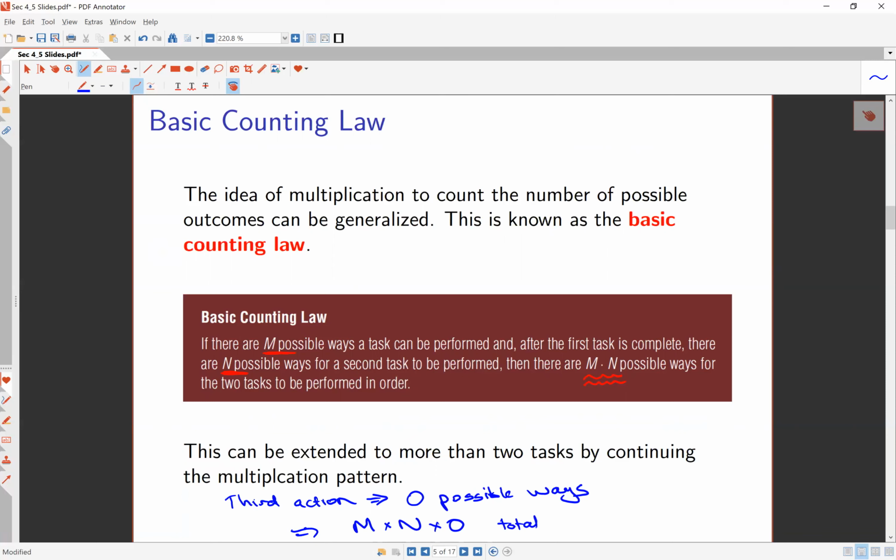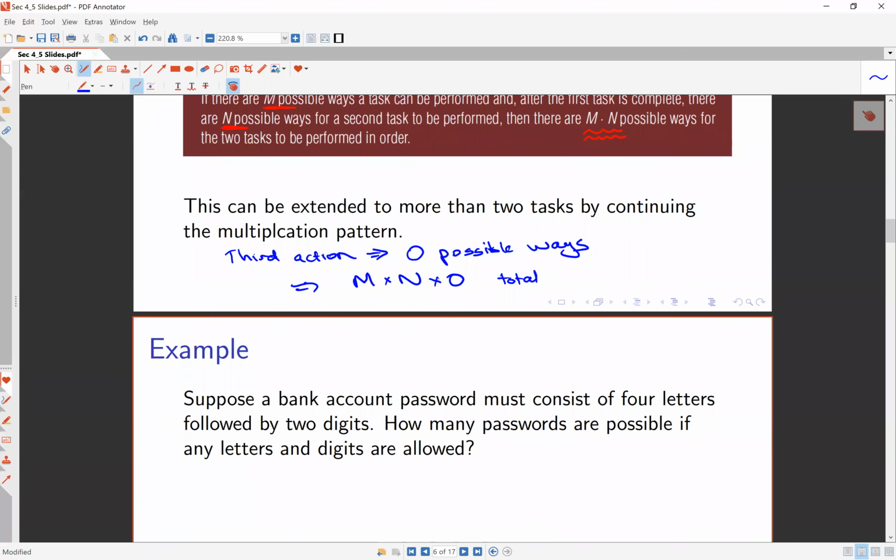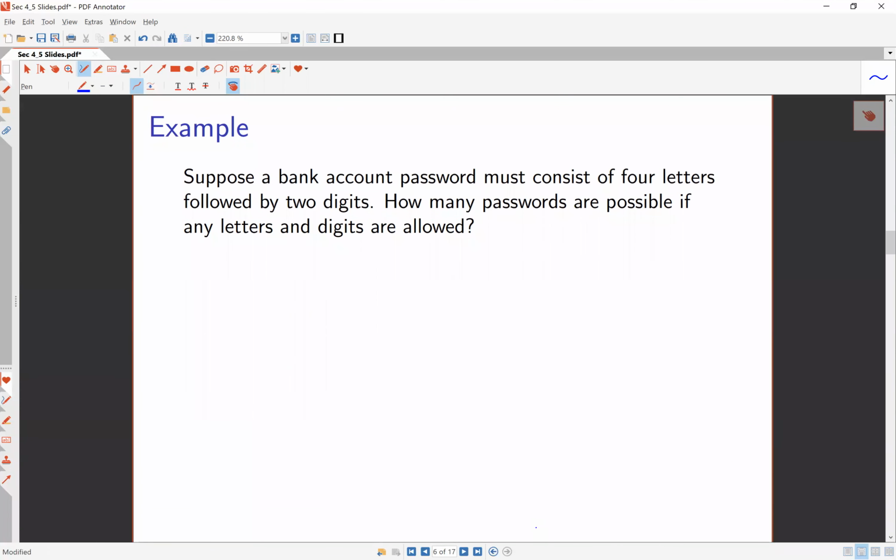M times N times O possible outcomes for the experiment. And you can keep going with the multiplication. In fact, let's look at an example here. Suppose you have to set up a password for your bank account, and you are told your password must consist of 4 letters followed by 2 digits.